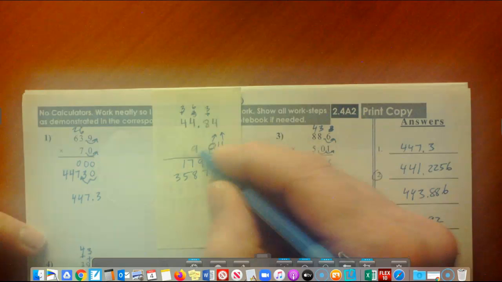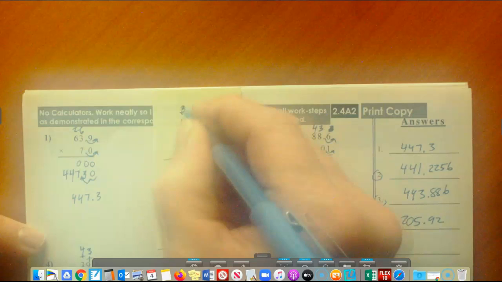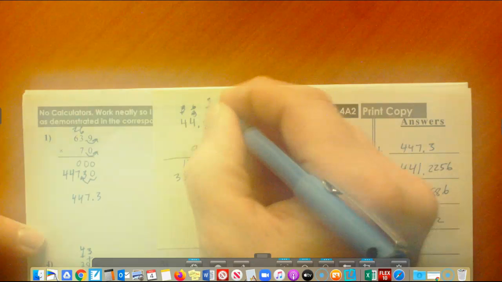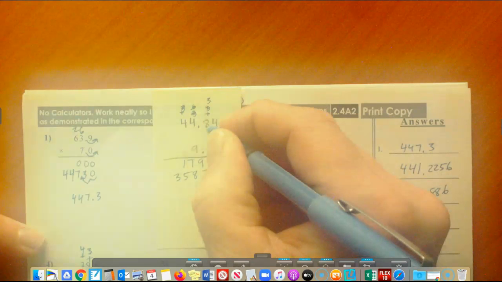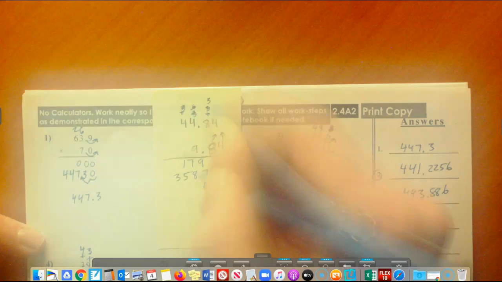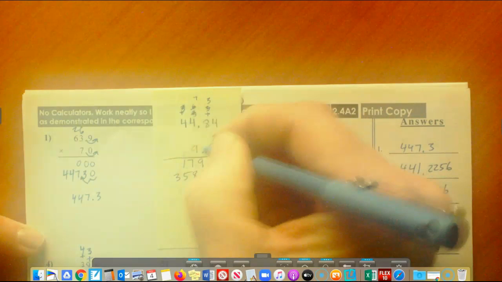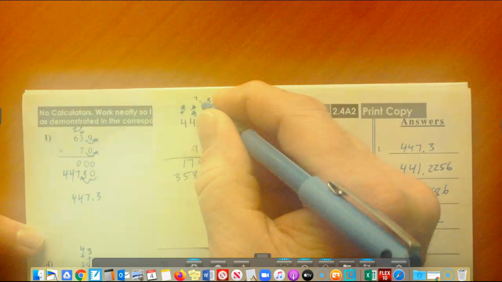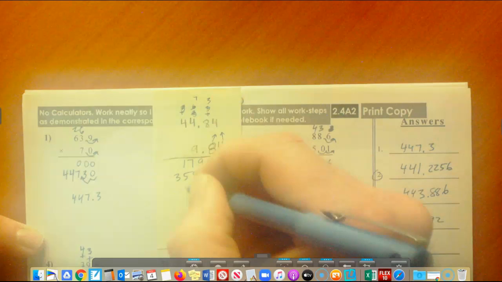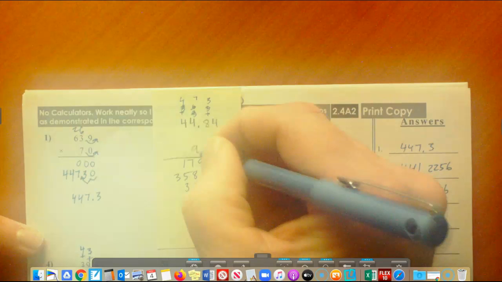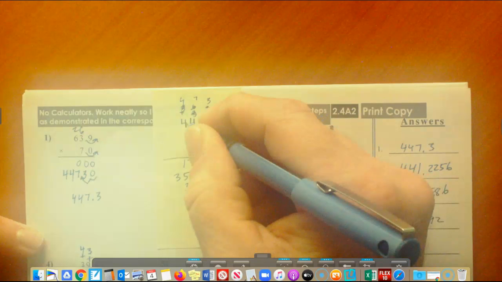All right. So then we have to do 9. Oops. Let's cross these trades off so we're not confused. 9 times 4 is 36. Here's the 6. Here's the 30. 9 times 8 is 72. Plus 3 is 75. So here's the 5. Here's the 7. 9 times 4 is 36. 36 plus 7 is 43. So here's the 3. Here's the 4. Then we've got 9 times 4 again is 36. Plus those 4 are 40.